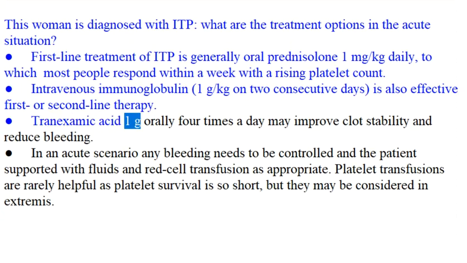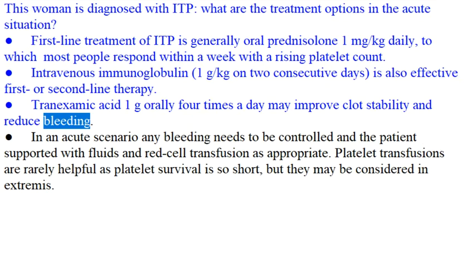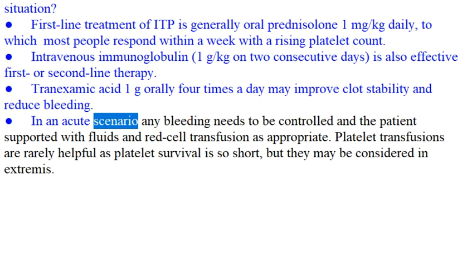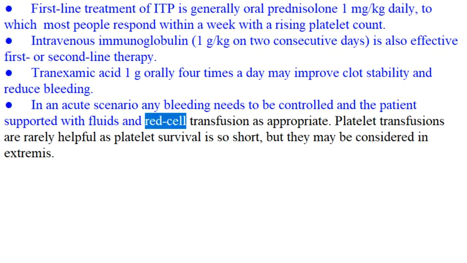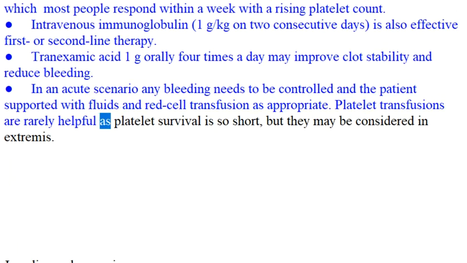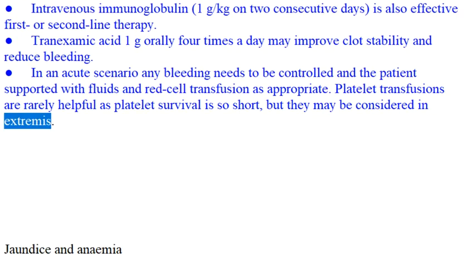Tranexamic acid 1 gram orally 4 times a day may improve clot stability and reduce bleeding. In an acute scenario, any bleeding needs to be controlled and the patient supported with fluids and red cell transfusion as appropriate. Platelet transfusions are rarely helpful as platelet survival is so short, but they may be considered in extremis.